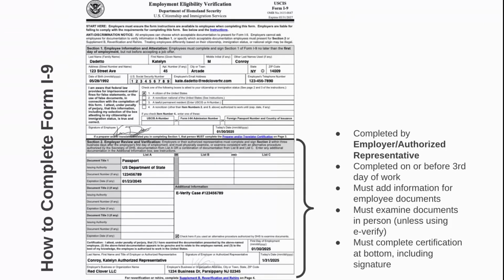You must add the employee's documents. So in this example, we have the List A document, a passport. The documents must be examined in person unless you are using E-Verify, which we will talk about in a little bit. And you must complete the certification at the bottom, including the signature.